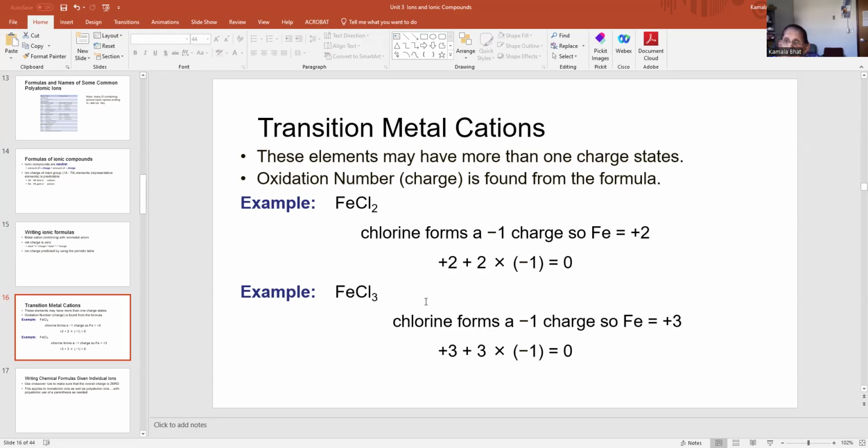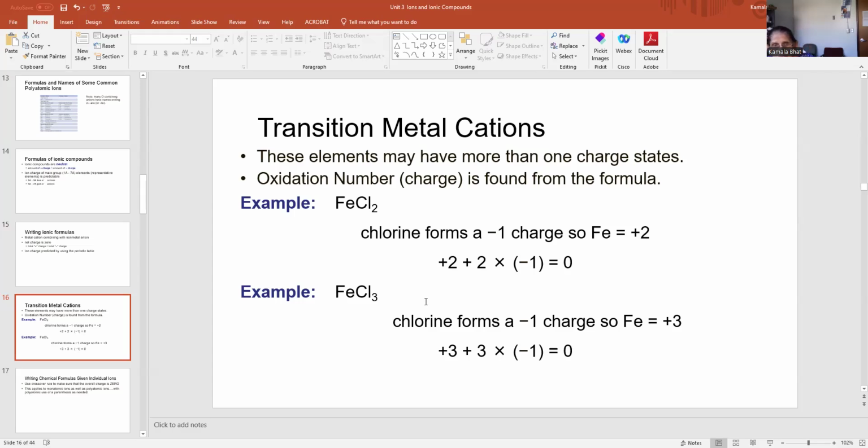The charge is found from the formula. When we write FeCl2, that means we have to cross-multiply the charge at the bottom. The subscript for chlorine goes to the superscript for iron. Chlorine has -1 charge, so 2 times -1 is 2 negative charges, so Fe must be +2.